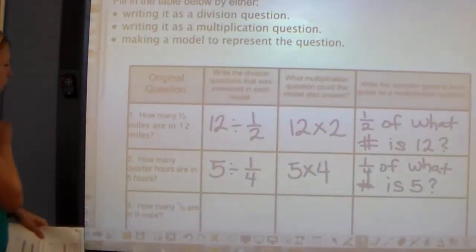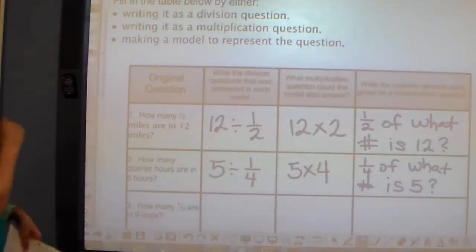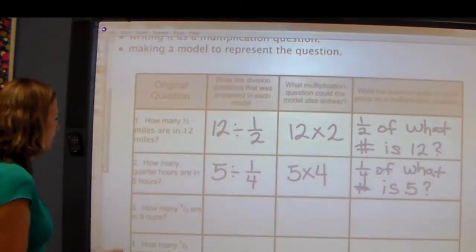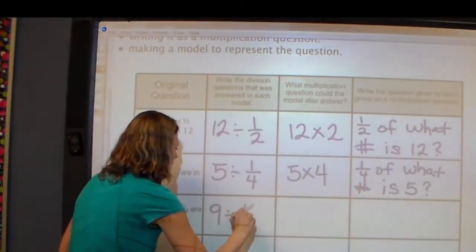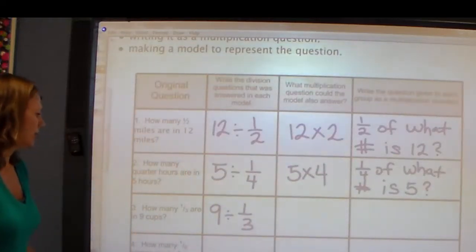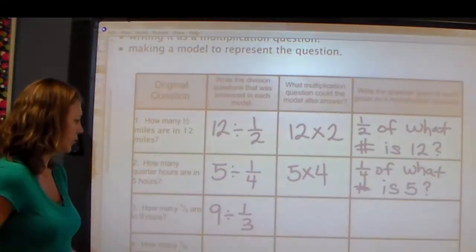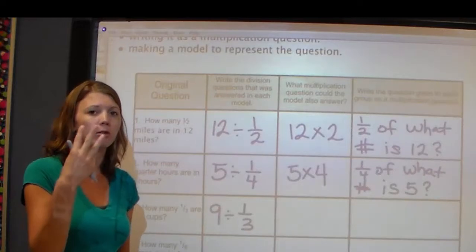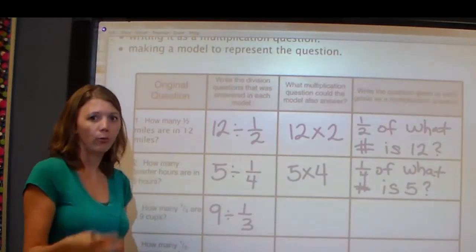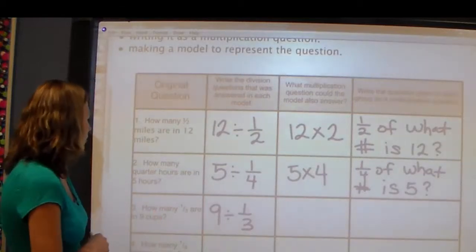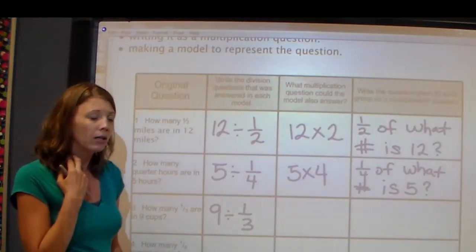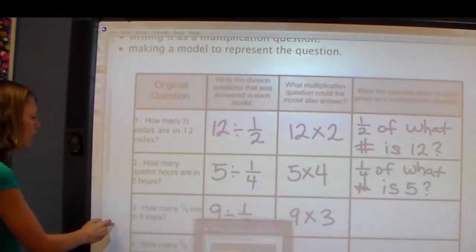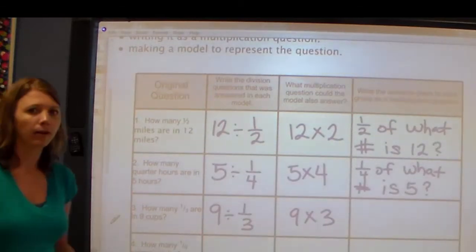Number 3. How many 1/3 cups are in 9 cups? So I'm going to divide my 9 by 1/3. And so again, same thing like the previous 2. How many 1/3 are in 1 whole? We have 1/3, 2/3, 3/3. So there are 3 in each cup. So if I have 9, I would do 9 times 3. And that would give me my answer of how many 1/3 are in 9.